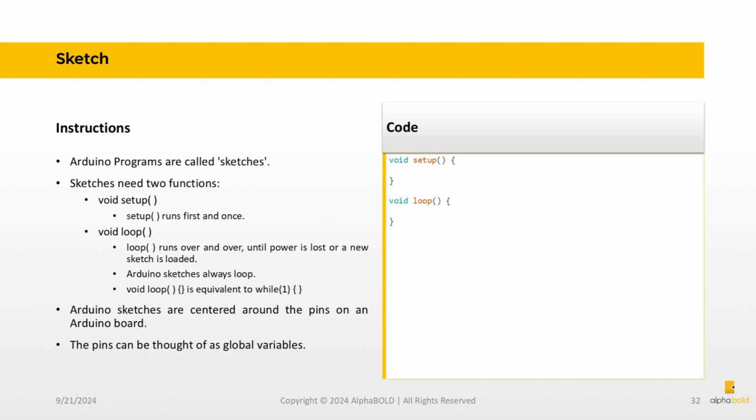Arduino programs are called sketches. Sketches need two functions: void setup. Setup runs first and once. Void loop. Loop runs over and over until power is lost or a new sketch is loaded. Arduino sketches always loop. Void loop is equivalent to while one. Arduino sketches are centered around the pins on an Arduino board. The pins can be thought of as global variables.